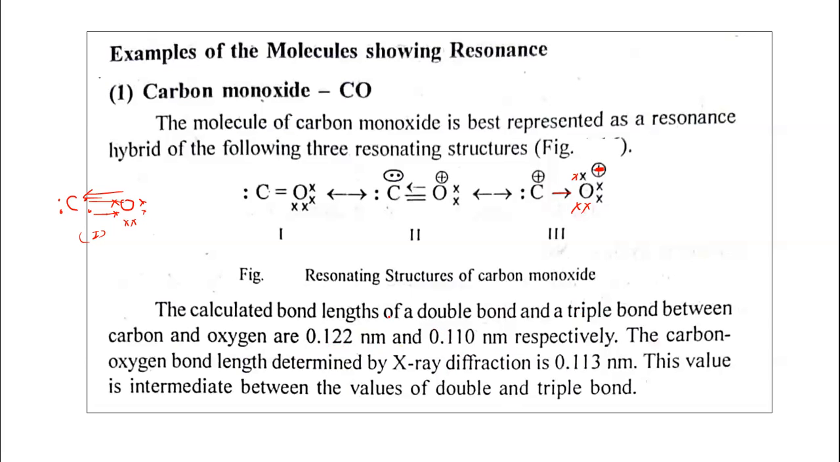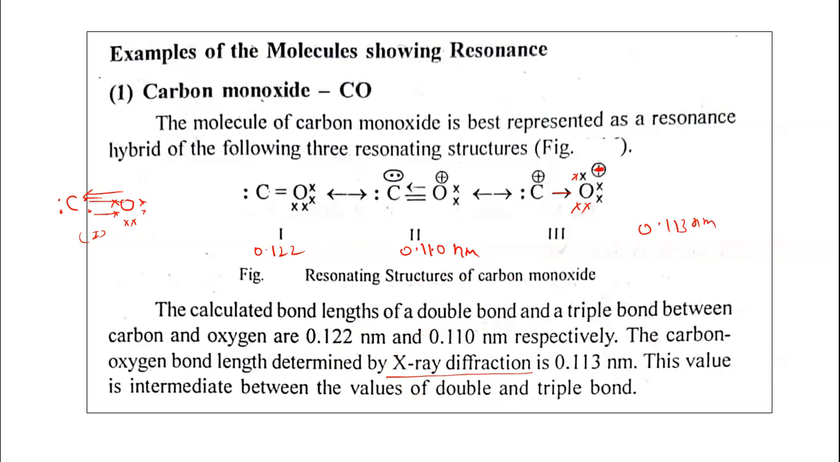The double bond is 0.122 nanometer. This is this bond length. This is 0.110 nanometer. The carbon oxygen bond length determined by the X-ray diffraction technique, the experimental bond length, is 0.113 nanometer. This is the calculated bond length, but the experimental bond length is 0.113 nanometer.